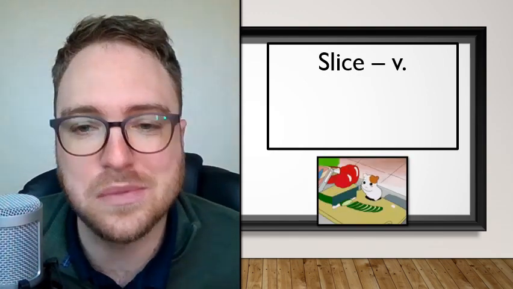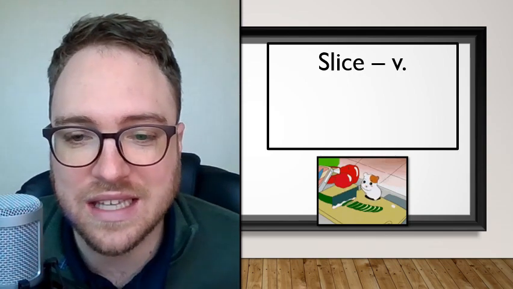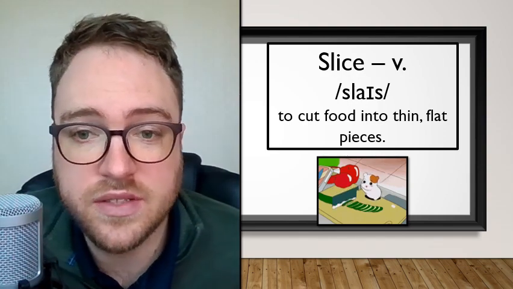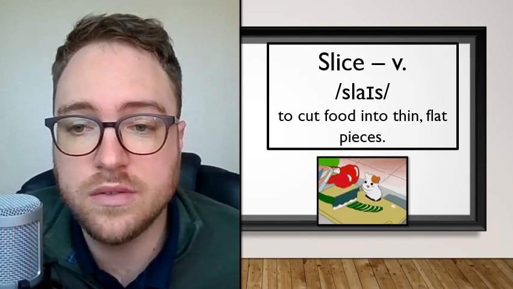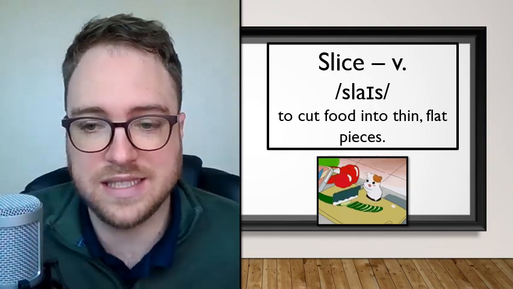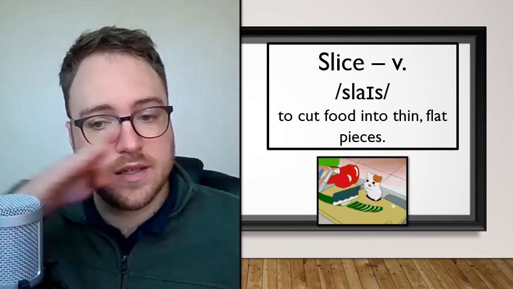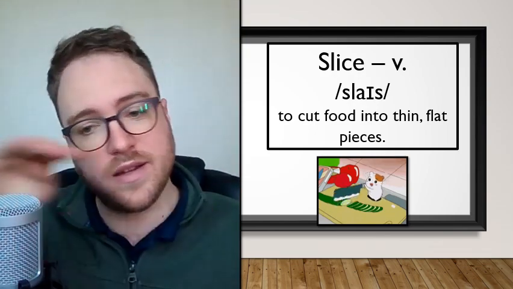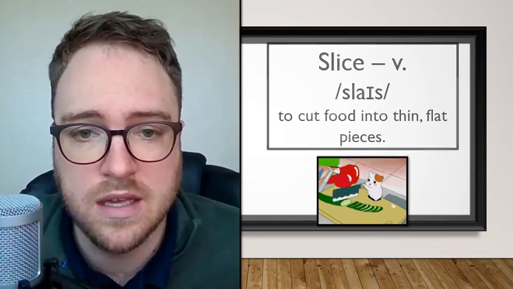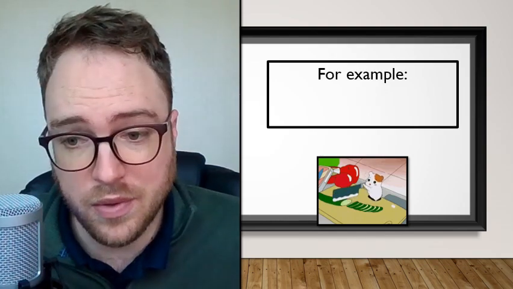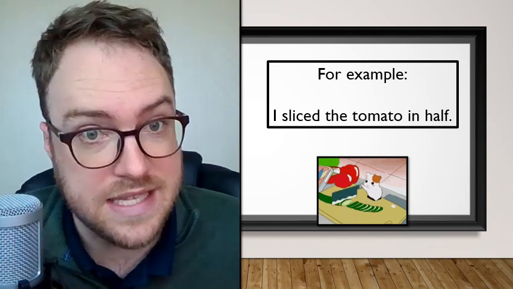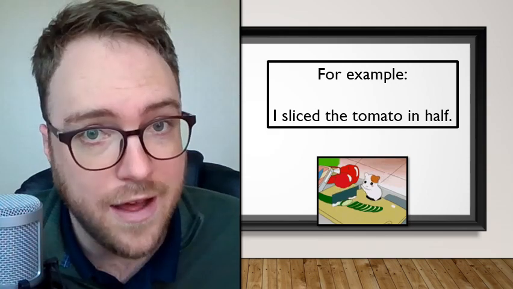If you look at the picture here, I'm sure you can see what it means. To slice something is to cut food into thin, flat pieces. You're slicing it. Usually, the cut is long when you cut it. It's a long slice. So that's why we call it a slice, actually. And for example, here's how you can use it. It's a verb. So you can say, I sliced the tomato in half.